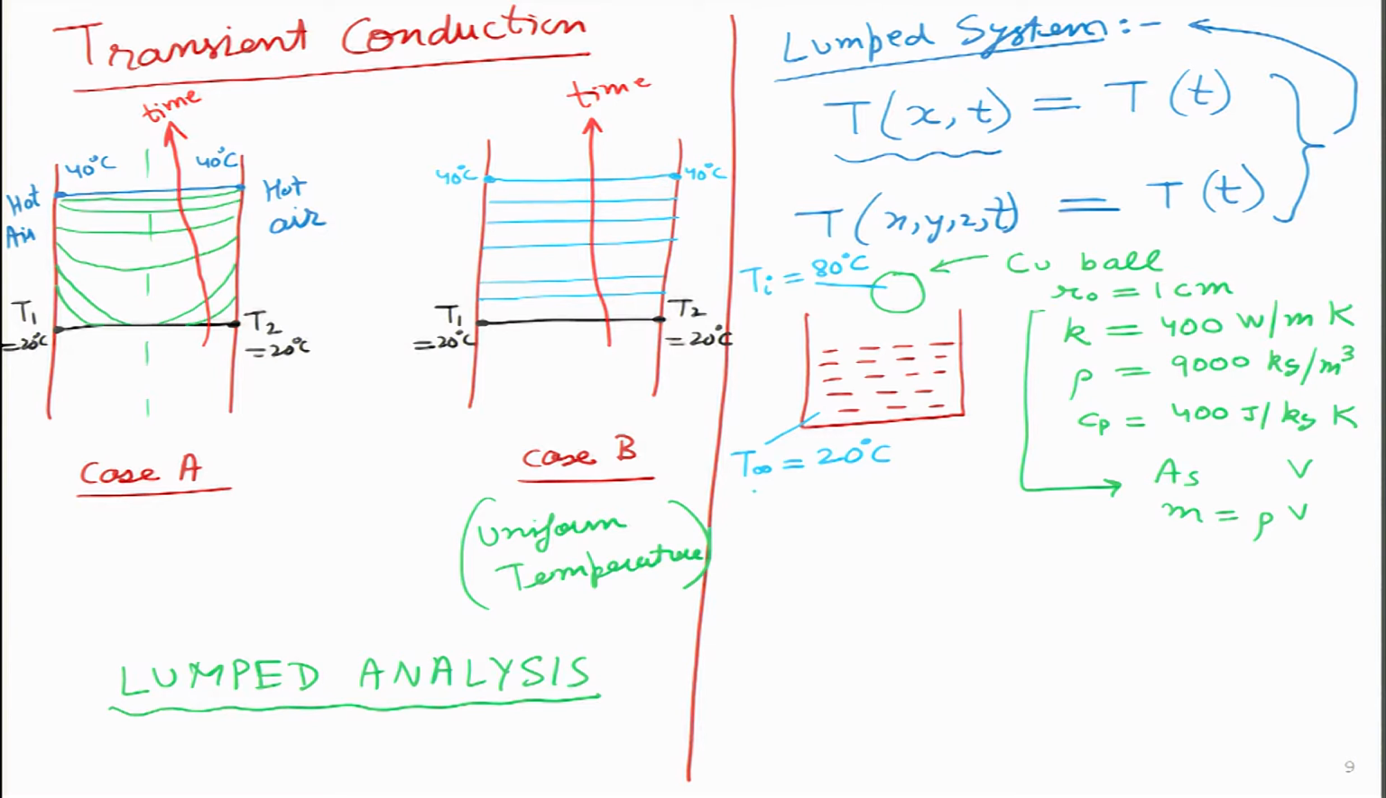And one more thing I know is, as soon as the copper ball is dropped over here, it cools down due to convection with a convective heat transfer coefficient of 100 watts per meter Kelvin. So, if you remember, in the first day of the class, when I drew its temperature as a function of time.